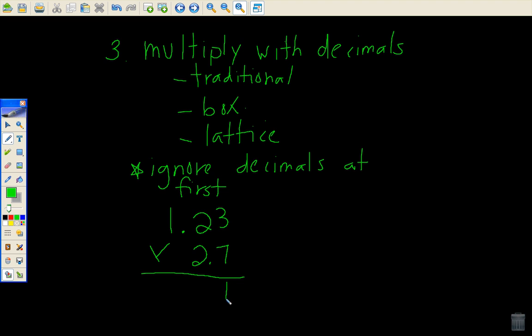So 3 times 7 is 21, 2 times 7 is 14, adding my 2, it's going to be 16, 7 times 1 is 7, plus my 1 that I've carried is 8. Then I'm going to work with my tens place. 2 times 3 is 6. 2 times 2 is 4. 2 times 1 is 2.